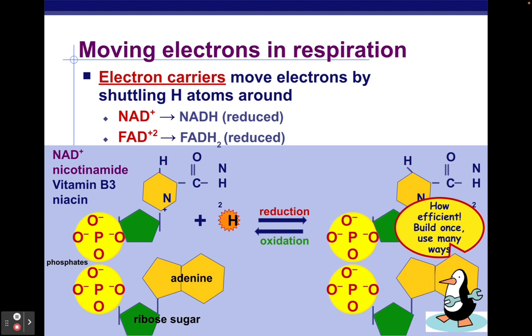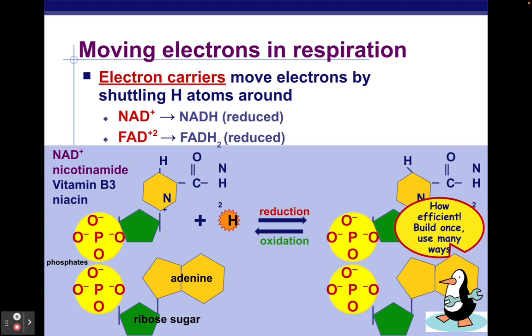So NAD is our electron carrier. So when you increase nicotinamide concentration, you are actually increasing your ability to produce energy. Okay. Just for the record, vitamin B3, you can find it in meat, peanuts, sunflower seeds.